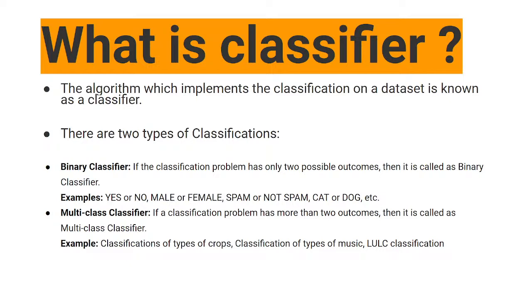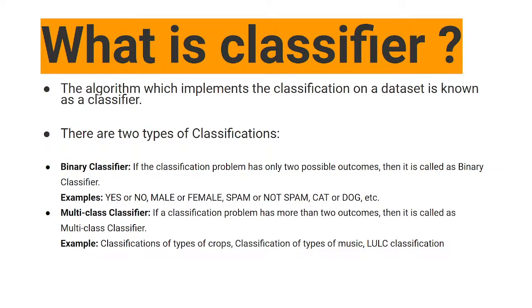Suppose you want to classify crop types, or classification of music, classification of land use, land cover classification. When you get more than two outcomes, it's a multi-class classifier. When the result has only two classification outcomes, it's a binary classifier. Suppose you want to classify only forest and deforestation, that is two outcomes: forest or not forest. Forest and deforestation, spam or not spam, cat or dog, yes or no.